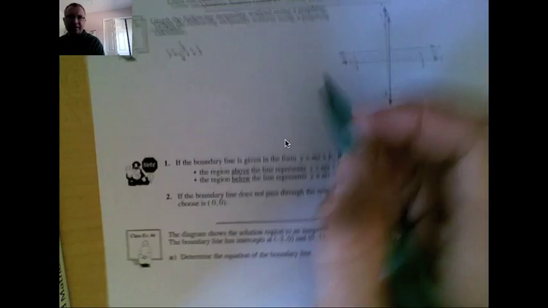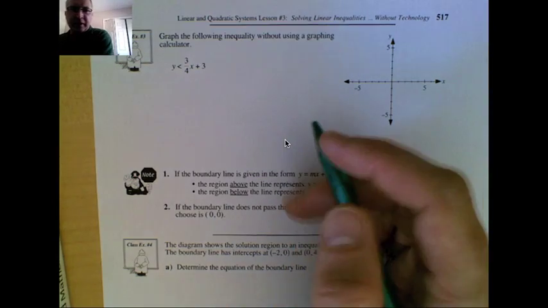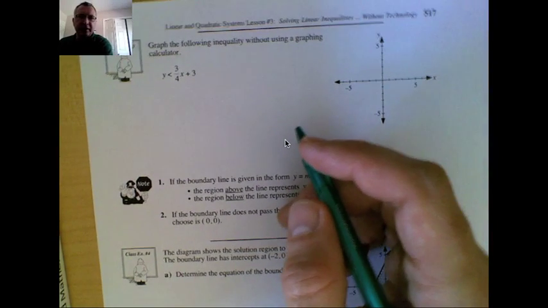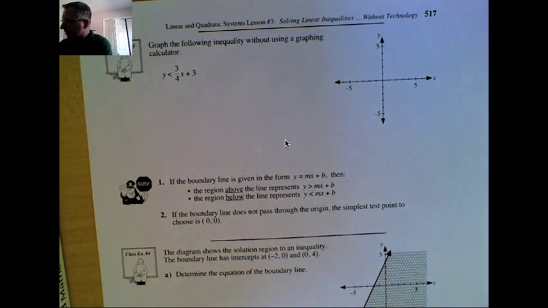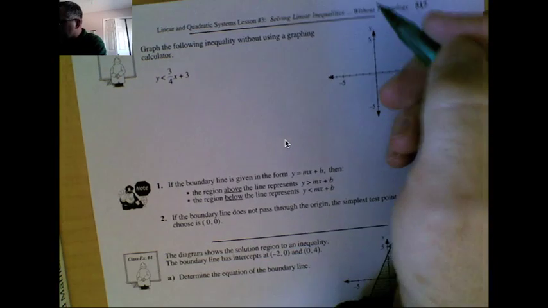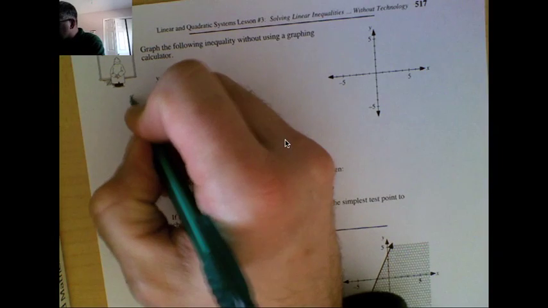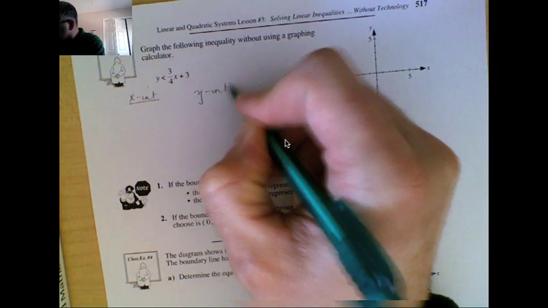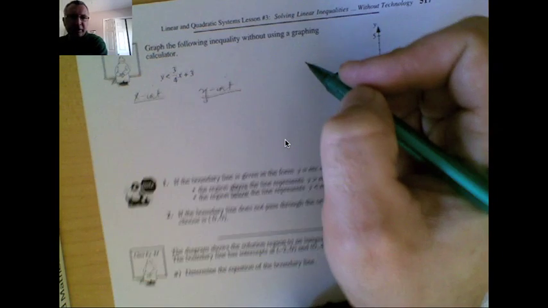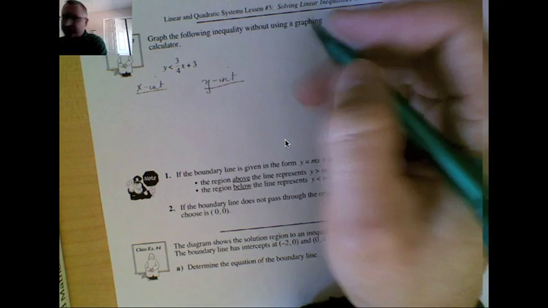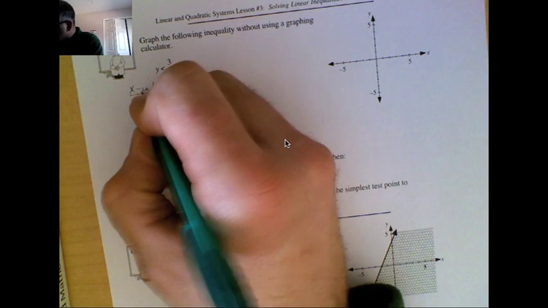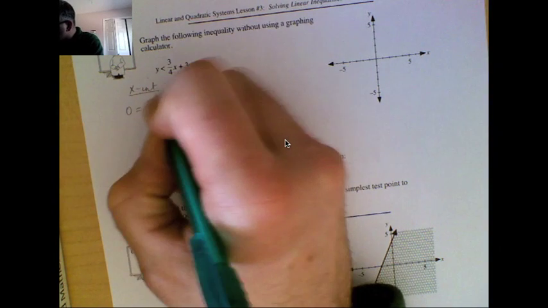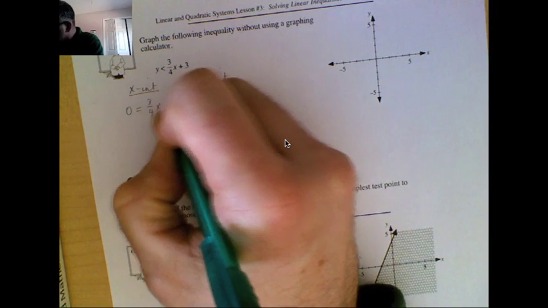It says in the next example to graph the following inequality without using a graphing calculator. So we're going to do the same things that we already did. We're going to find the x-intercept, and we're going to find the y-intercept. We're going to graph those things, and then we're going to use a test point to determine our solution region. So x-intercept means you put 0 in for y.